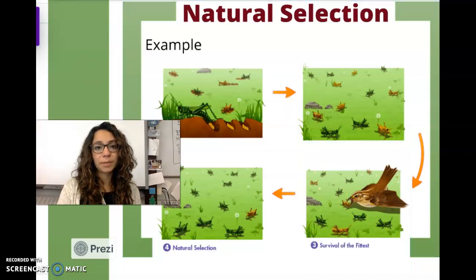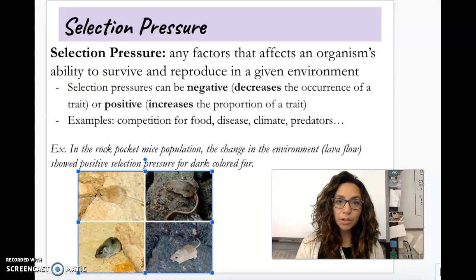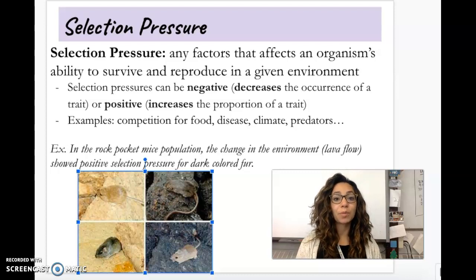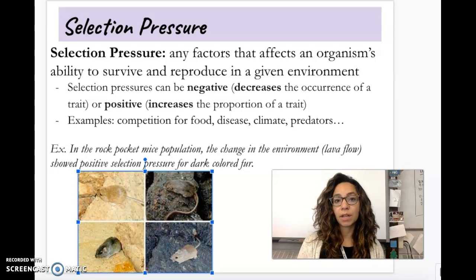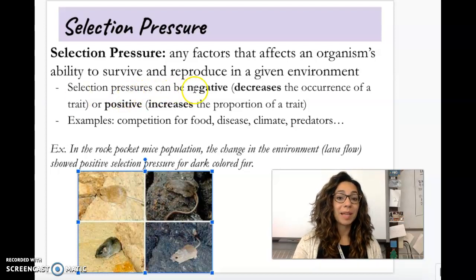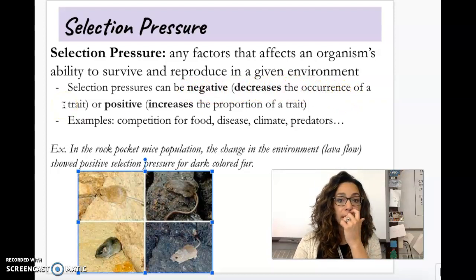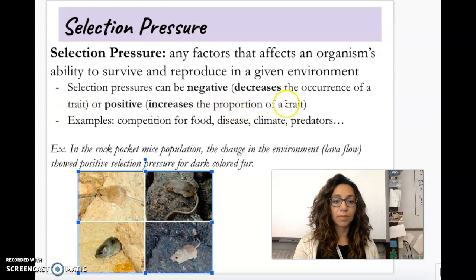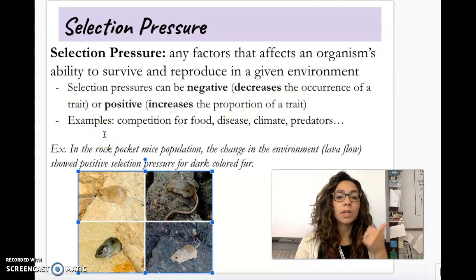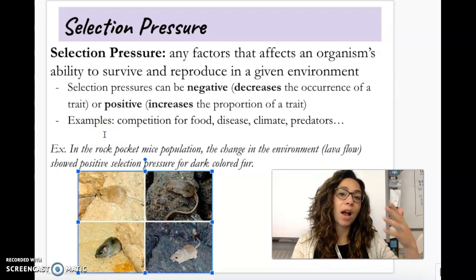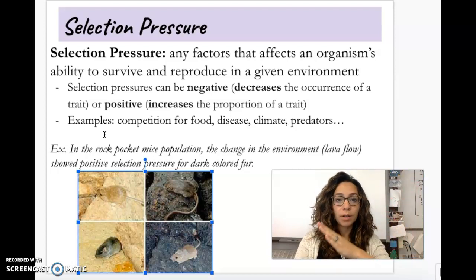All right, so now that we have a basic understanding of natural selection, let's talk about selection pressures. Selection pressure is any factor that affects an organism's ability to survive and reproduce in a given environment. Selection pressures can be negative, which means they decrease the occurrence of a trait, or positive, meaning they increase the occurrence of a trait. Things like competition for food, disease, climate, and predators are all selection pressures that can drive natural selection in one way or another. So let's look at an example.